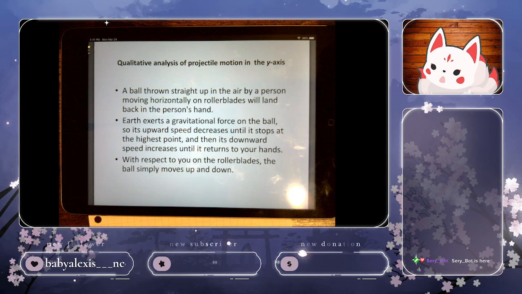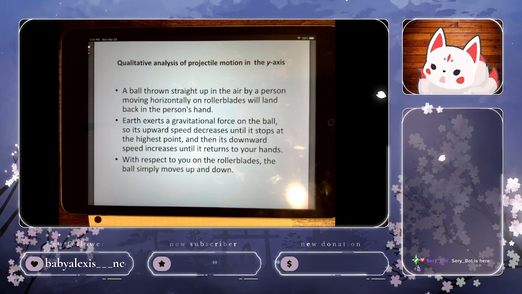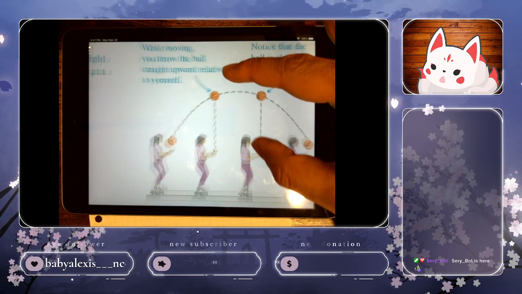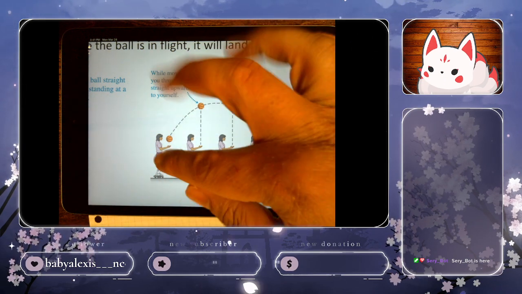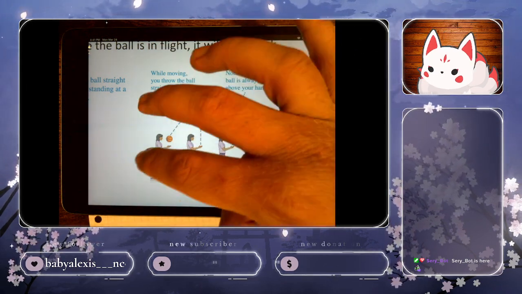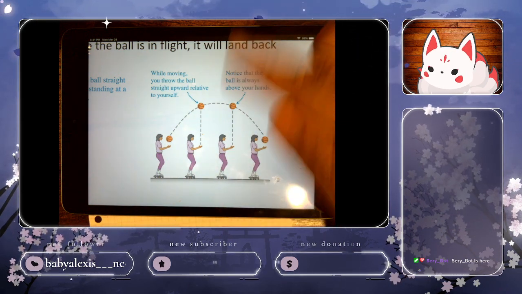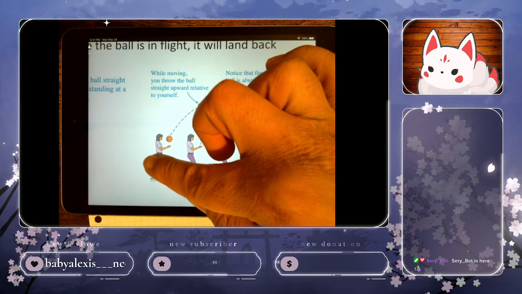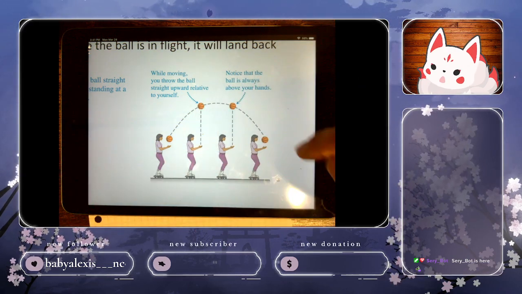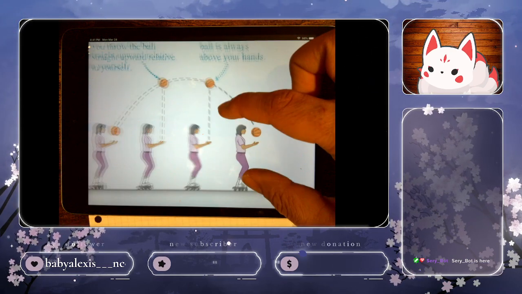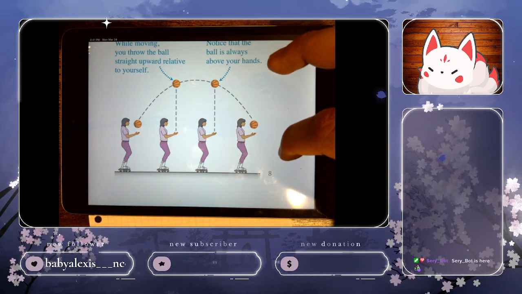With respect to you on the rollerblades, the ball simply moves up and down. Relative to us perceiving this event, the ball's going up and she's going this way. How would I describe this? The velocity in the y direction is up and down. We can see that the ball is moving up and down while she's not moving in the y direction. In the Vx, we see them both moving at an equal speed.